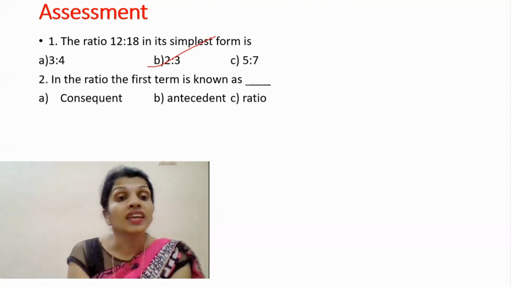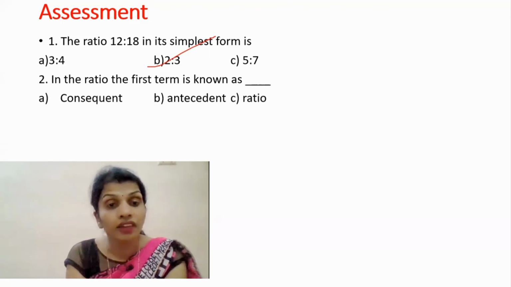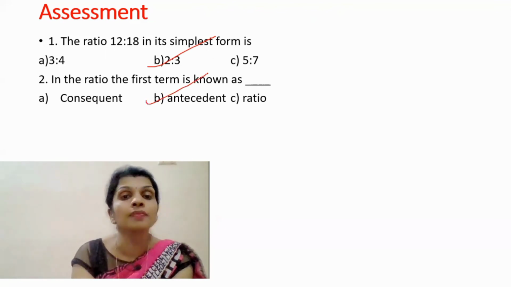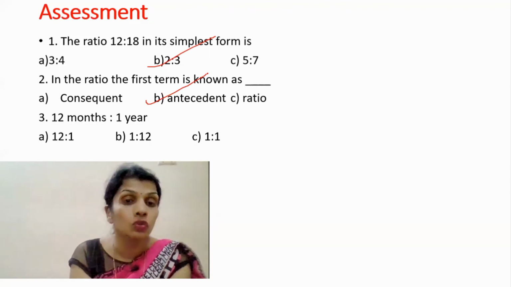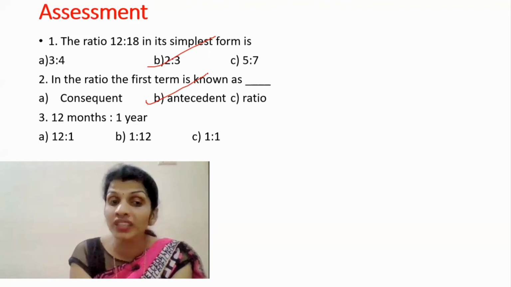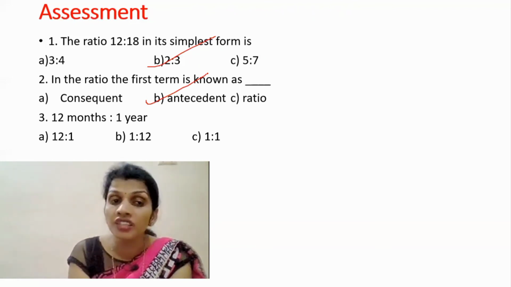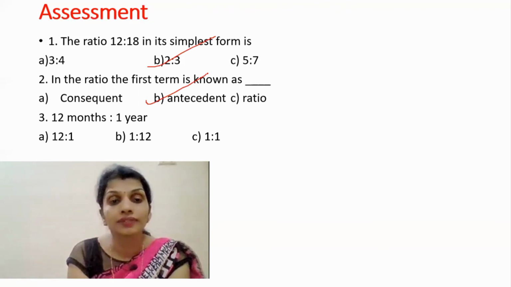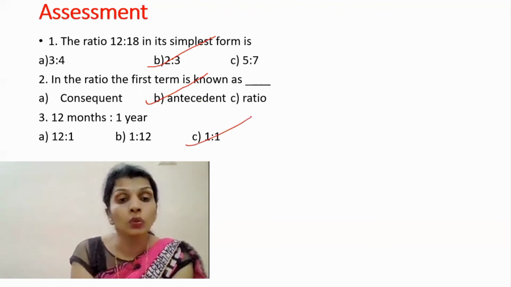The second question: in a ratio, the first term is known as consequent or antecedent. If you have given the option B, antecedent, it means that you are correct. Now, your last question is 12 months is to 1 year. See here both the units are different. Convert into one unit and then simplify to the simplest form. So what will be the correct answer? 12 is to 1, 1 is to 12, or 1 is to 1? If you have given option C, 1 is to 1, it means that you are correct.